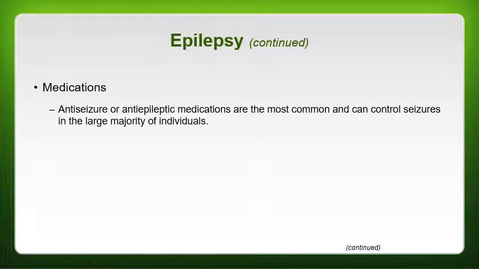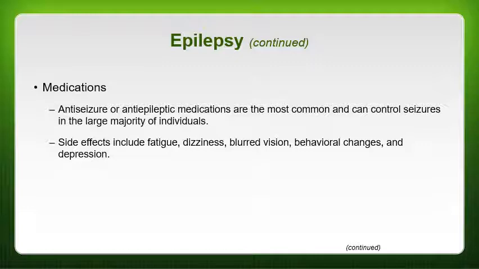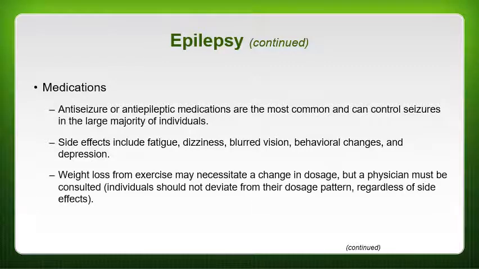As far as the medications are concerned, obviously the anti-seizure, anti-epileptic medications are going to be the most common, and these can help control seizures for a large portion of individuals that have epilepsy. Side effects include fatigue, dizziness, blurred vision, behavioral changes, and depression. From an athletic training sports medicine standpoint, that's something you have to watch. If you have an athlete that has epilepsy, sometimes they'll stop taking their medication because of the side effects, and you certainly have to watch that they don't stop taking their medication, because that can increase their chances of having a seizure.